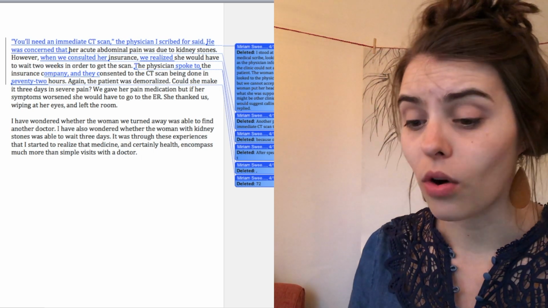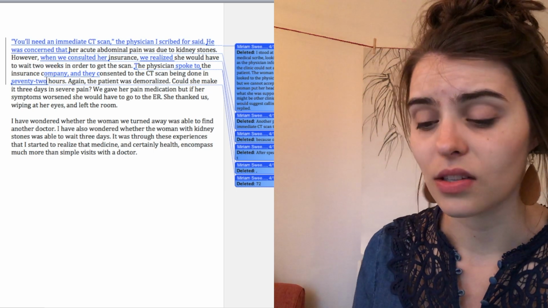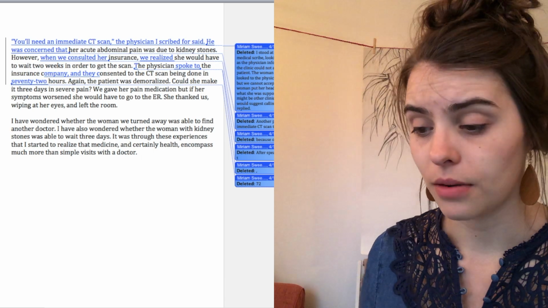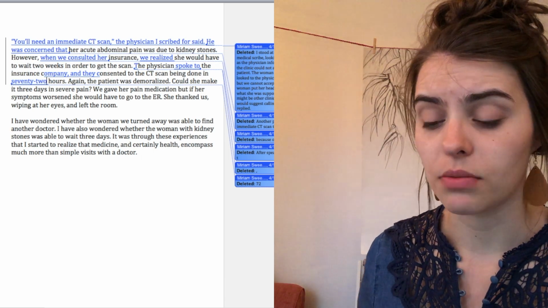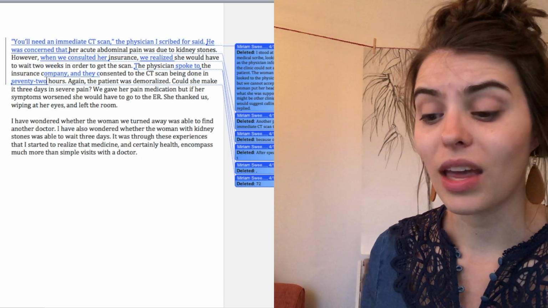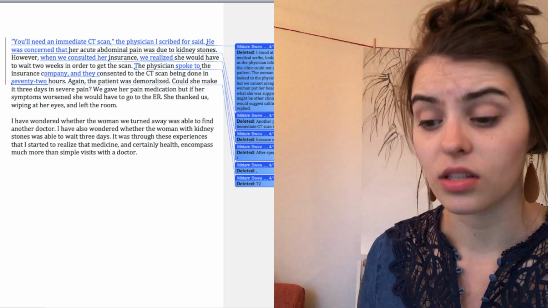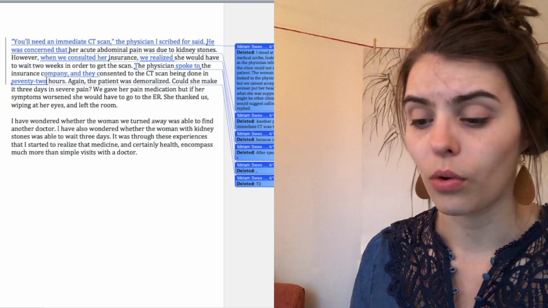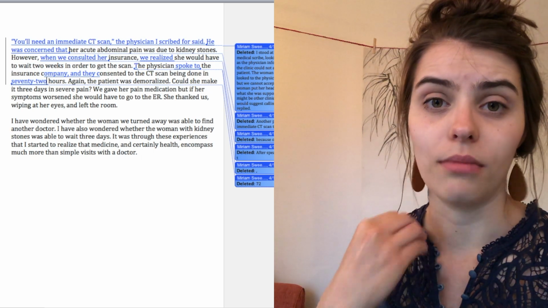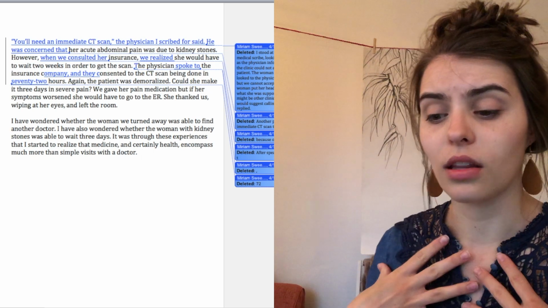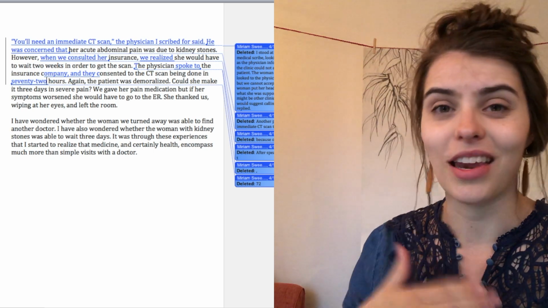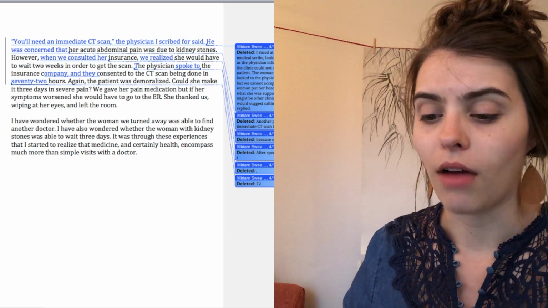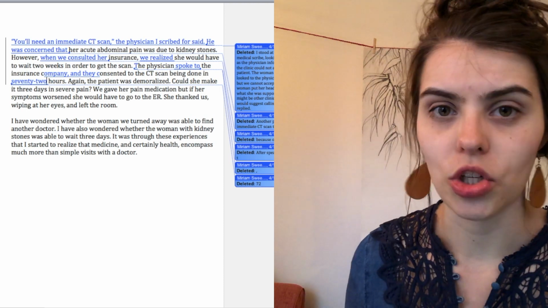Again, the patient was demoralized. Could she make it 3 days in severe pain? We gave her pain medication, but if her symptoms worsened, she would have to go to the ER. She thanked us, wiping at her eyes, and left the room. The author's obviously bringing emotion into this, wants to make it clear that this was hard to see, that he was connected emotionally to the patient. It wasn't just a lifeless, bloodless observation of what's going on.